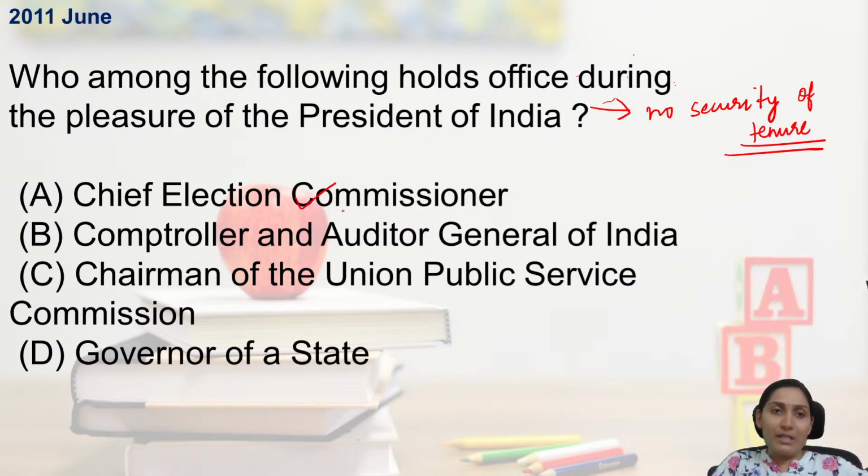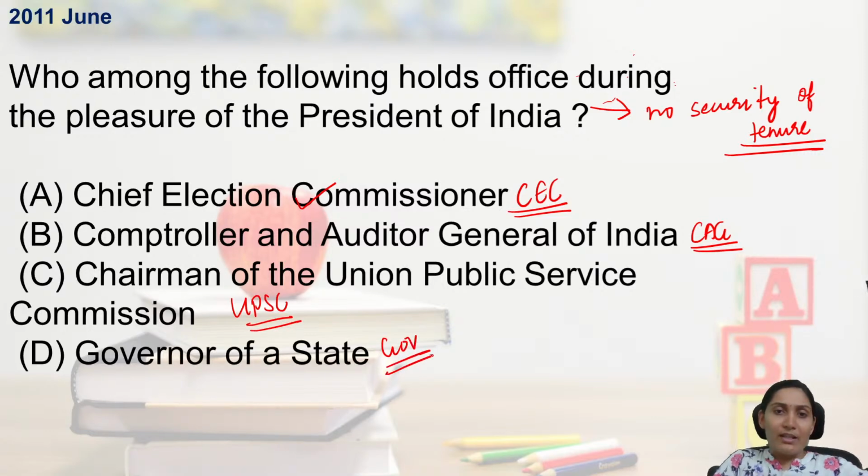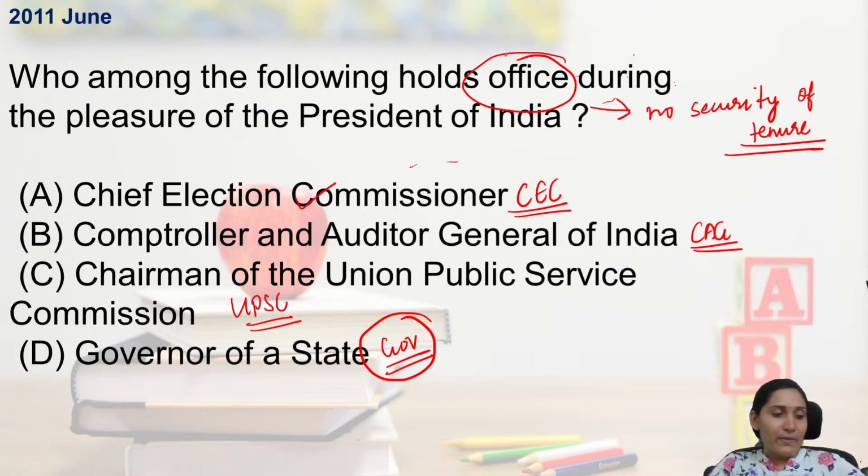The options are: the Chief Election Commissioner, the Comptroller and Auditor General of India, the Chairman of the UPSC, the Union Public Service Commission, and the Governor of a state. So, which among the following holds the office during the pleasure of the President of India?